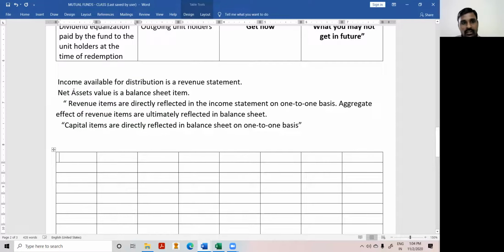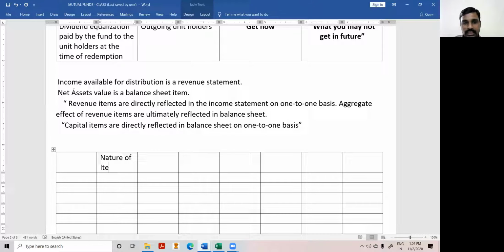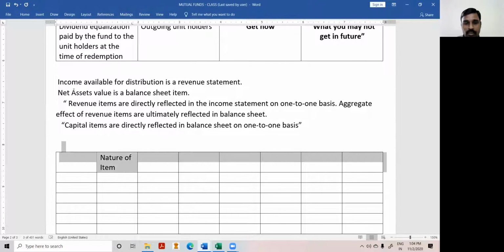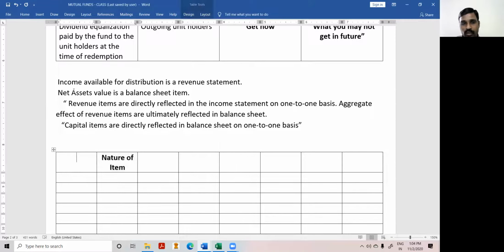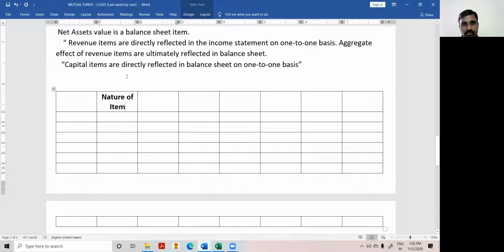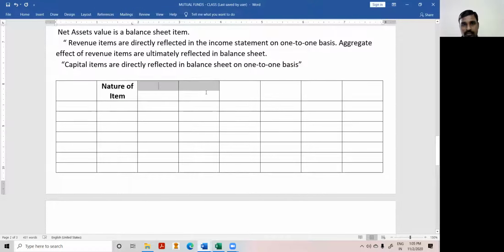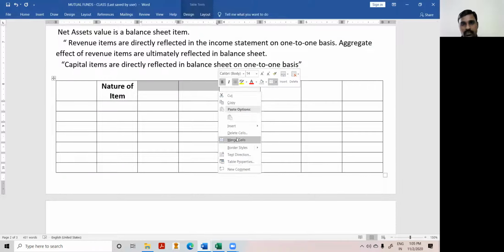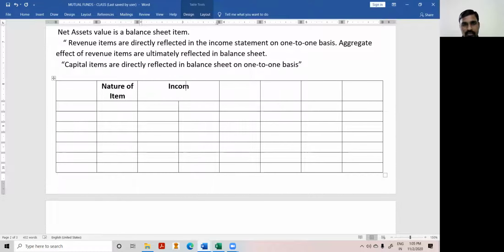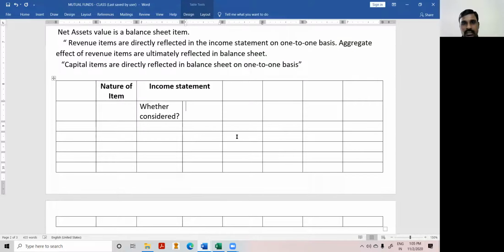First, look at the items. What is the first? We'll write the nature of the item, whether it is a capital receipt or payment, or a revenue receipt or payment. Next, after discussing the nature of the item, the income statement: whether considered, if so, how?